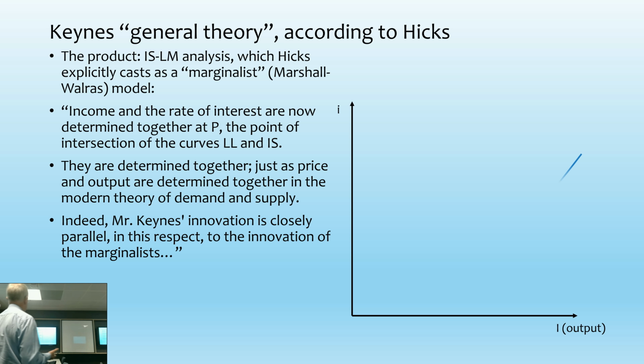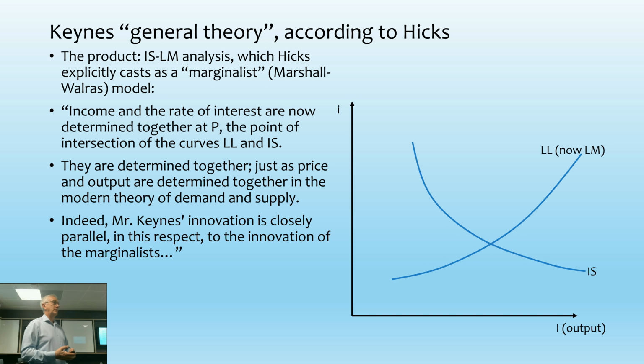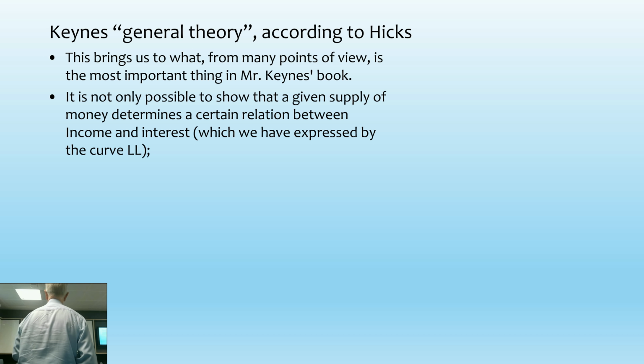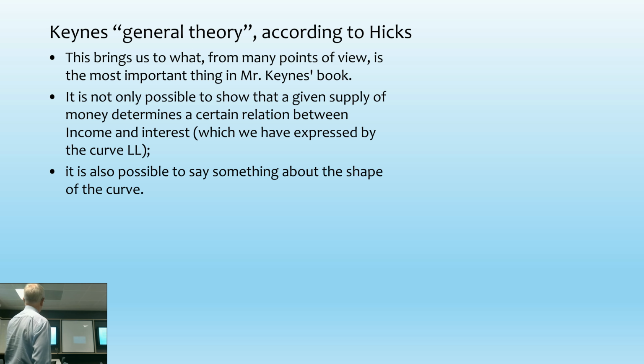But there's still got to be some sort of difference, because otherwise it's a sham. So here's the difference. There's your basic ISLM curve. But he now says, how do we actually say anything new about what Keynes has actually said? And he then said it's also possible to show that, yes, a given supply of money determines the relation between income and interest, but it's also possible to say something about this curve.